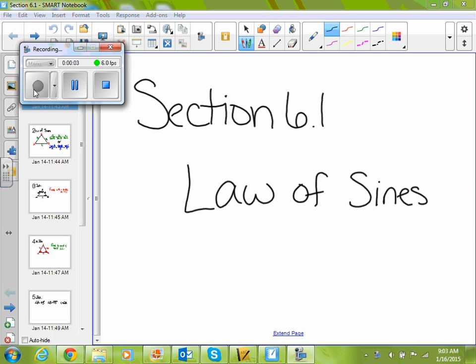Alright guys, today you are going to look at section 6.1, which is called Law of Sines. The law of sines is used to find various angle measures and side lengths of triangles.